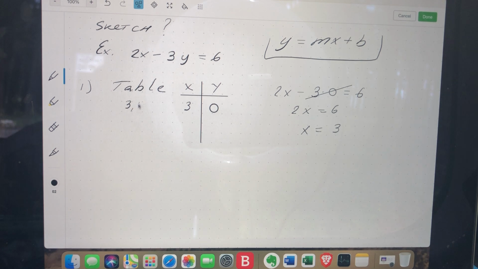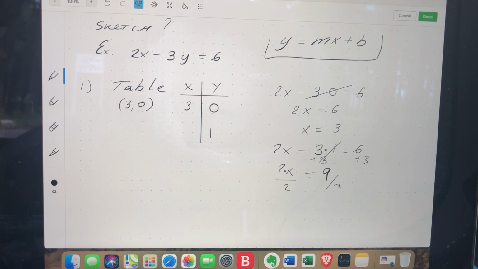It is 3, 0. Now let's choose a different value for the y. Let's say 1. If I chose 1 for the y, then I have 2x minus 3 times 1 is 6. 3 times 1 is 3. To cancel minus 3, I add 3 to both sides, and that makes 2x equals 9. And finally, to get x by itself, I undo the multiplication, dividing both sides by 2. We have x is 9/2, which is also the same as 4.5. So either 9/2 or 4.5.